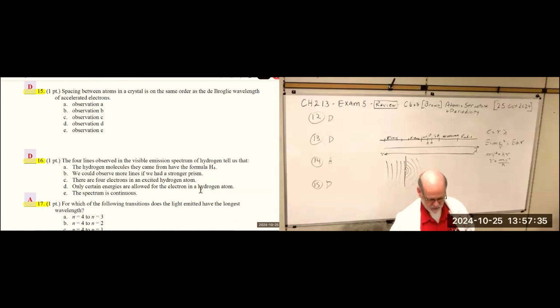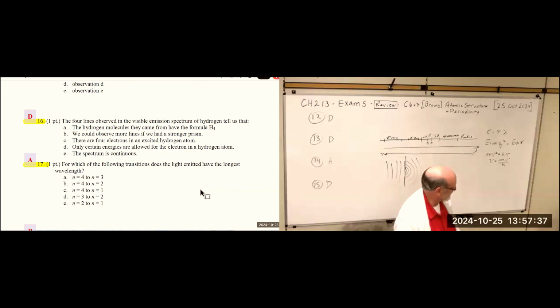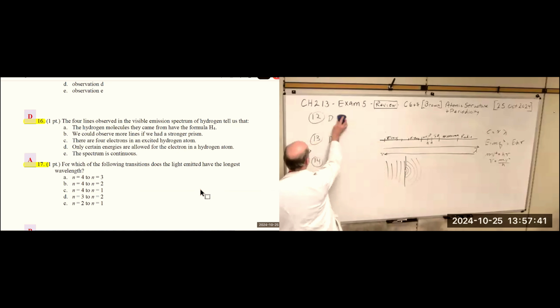Okay, so moving on. 16. I'm going to leave that there because I think we're going to use it to solve another problem later on.